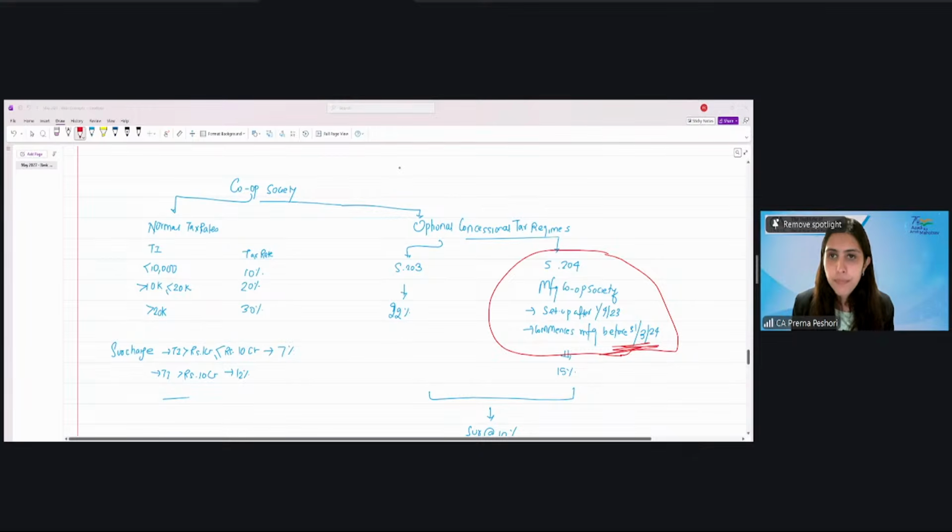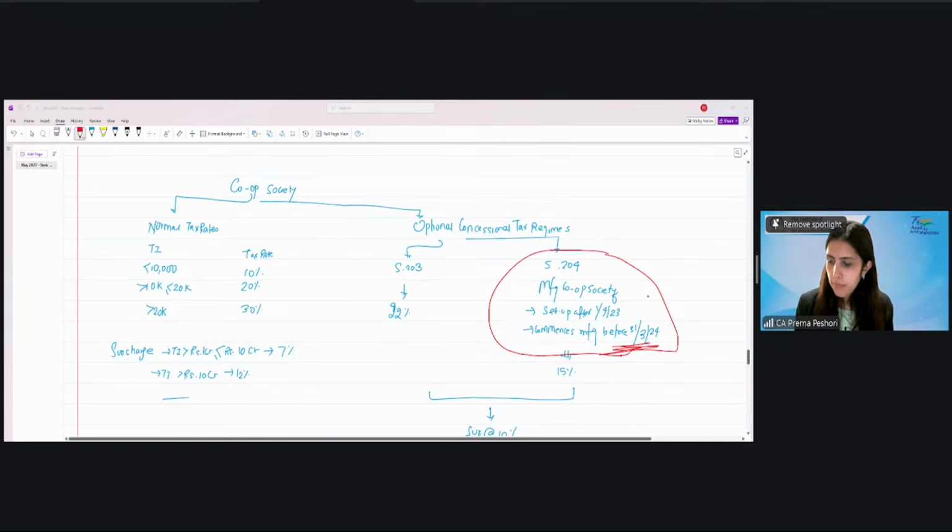Ma'am, surprisingly, I just noted that it's only a 1 year difference: it should be set up after 1/4/23 and commence before 31st March. What was the logic behind this? No, it was only a limited time offer. See, India is not a country which allows concessional tax rates. It is a very high tax country. It wanted to boost manufacturing in that year, and that's the reason why it gave a one-time offer. Okay, got it.